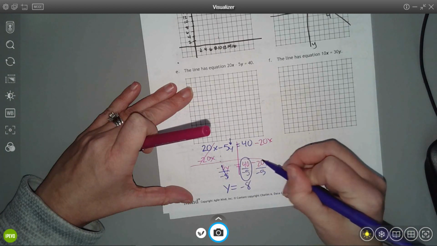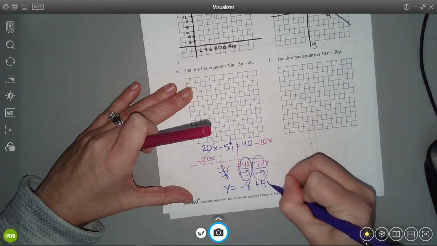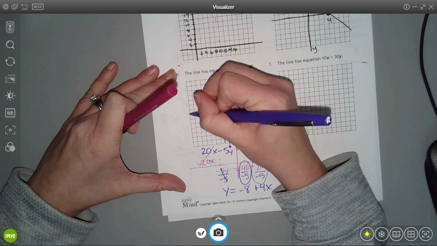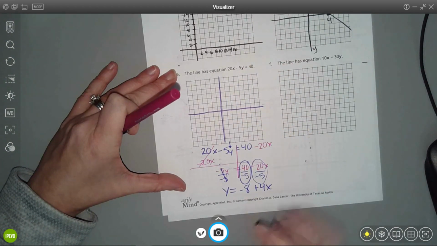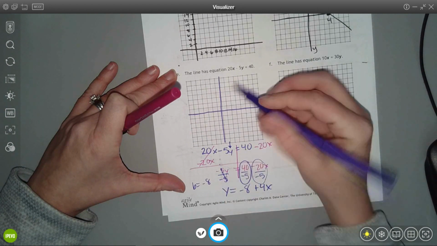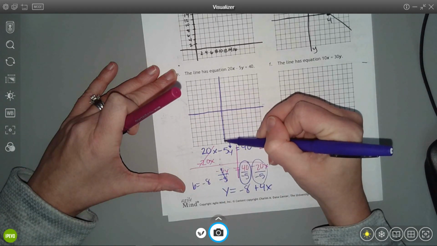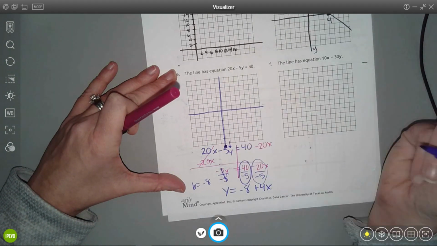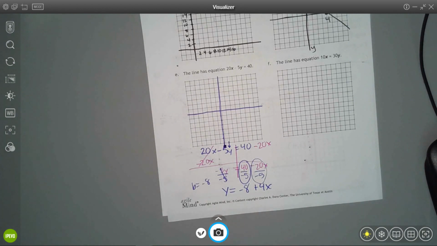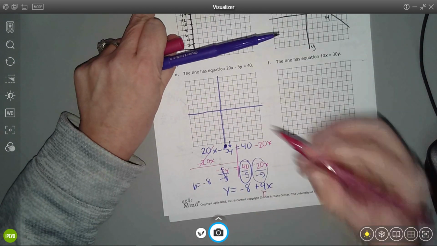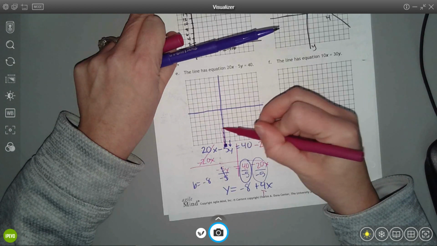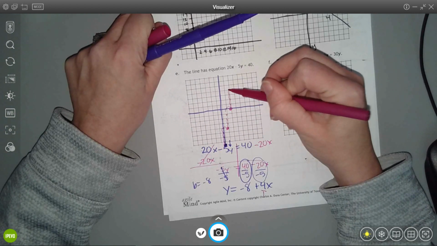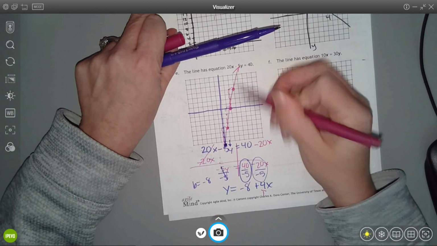-8 plus 4x. So what I'm going to do here, my intercept is -8. So I'm going to go down 1, 2, 3, 4, 5, 6, 7. Oh, I misjudged that by 1. That's all right. We'll put it down here. And then my slope is +4 over 1. So I'm going to go up 1, 2, 3, 4 over 1, up 1, 2, 3, 4 over 1, up 1, 2, 3, 4 over 1. And we can connect that.